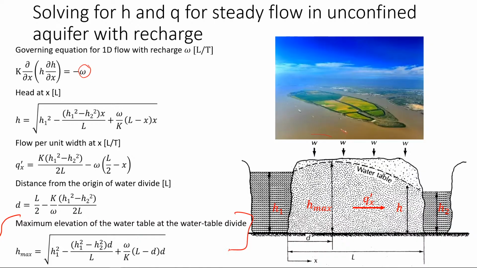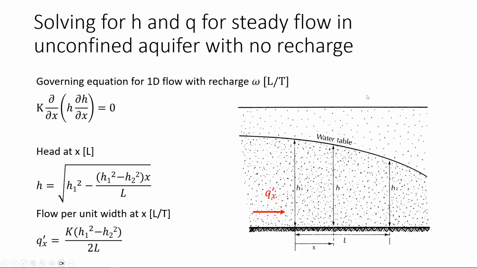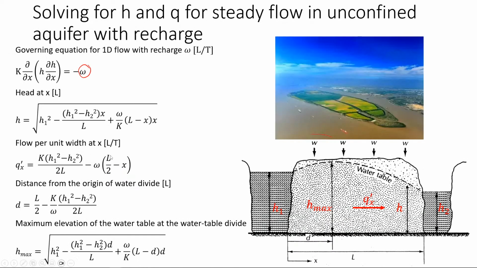Okay, so that is this one. Now let's solve for H and Q at steady state flow in an unconfined aquifer with no recharge. If there's no recharge, you see the H here, you have H squared. It is the same equation, you just get rid of this W, which would be zero.